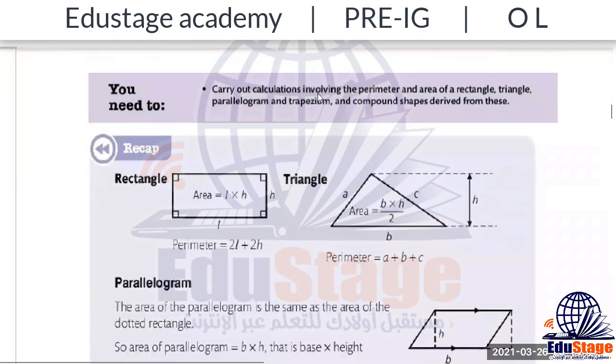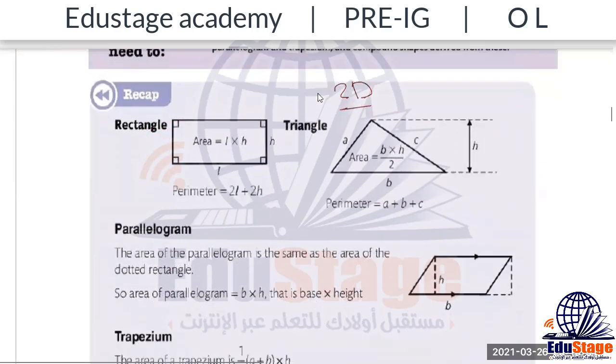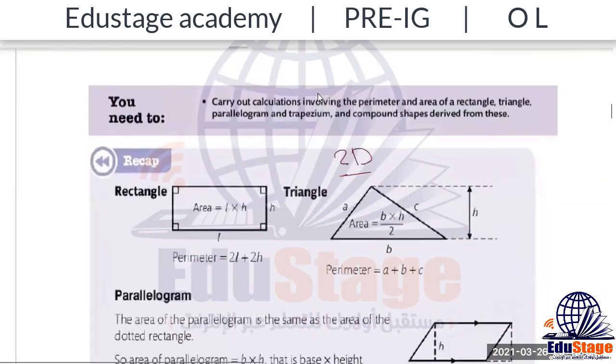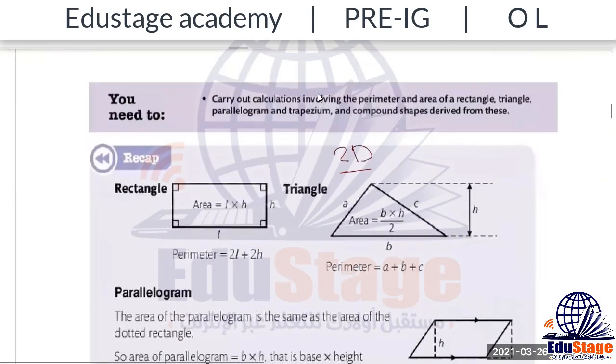Another topic here is related to 2D shapes. You need to know how to calculate the perimeter and the area of a rectangle, triangle, parallelogram, and trapezium. You need to carry out calculations involving the perimeter and the area of these shapes, and compound shapes derived from them.